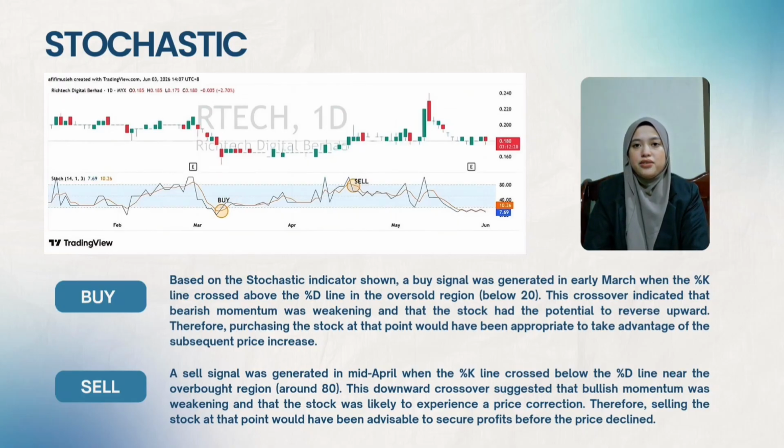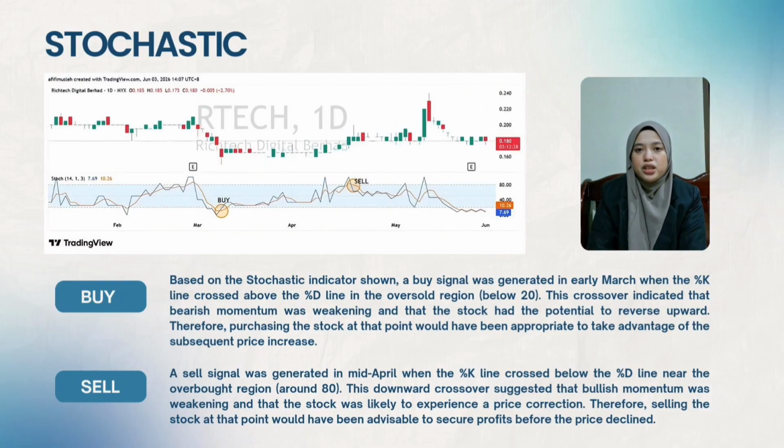Currently, the stochastic values are approximately 7.69 for the percentage K line and 10.26 for the percentage D line. These values are below the 20 level, which indicates that the stock is once again in the oversold region. However, the percentage K line is still below the percentage D line, meaning a clear buy signal has not yet been confirmed.